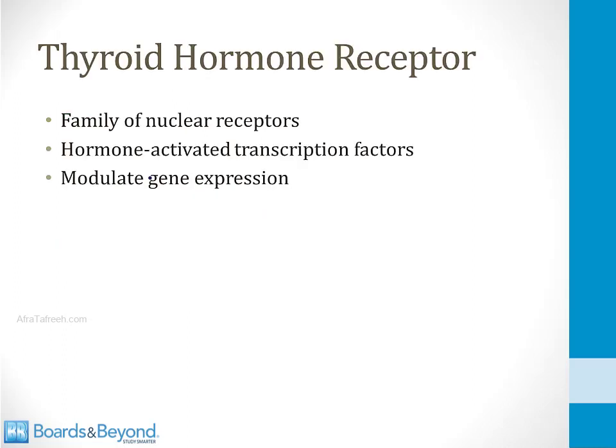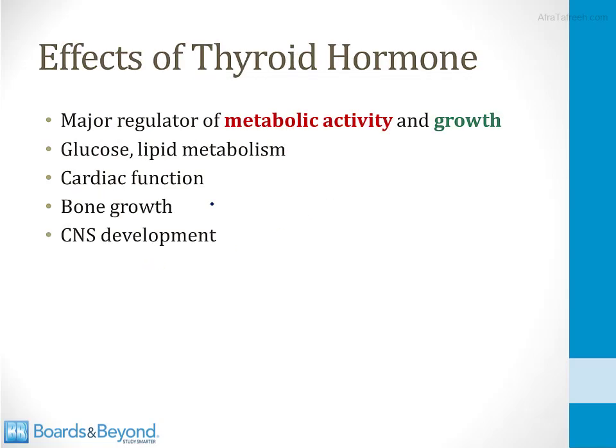Thyroid hormone exerts its effect on cells via the thyroid hormone receptor. This is part of a family of nuclear receptors. They are all hormone-activated transcription factors, and the net result is that thyroid hormone exerts its effect on cells by modulating gene expression. There are many effects of thyroid hormone on the cells of the body, but one way you can remember them all is by remembering that thyroid hormone is a major regulator of metabolic activity and growth. So as we will see, it has an impact on glucose and lipid metabolism. It can also influence cardiac function, and then in terms of growth, thyroid hormone is very important for normal bone growth and normal CNS development.